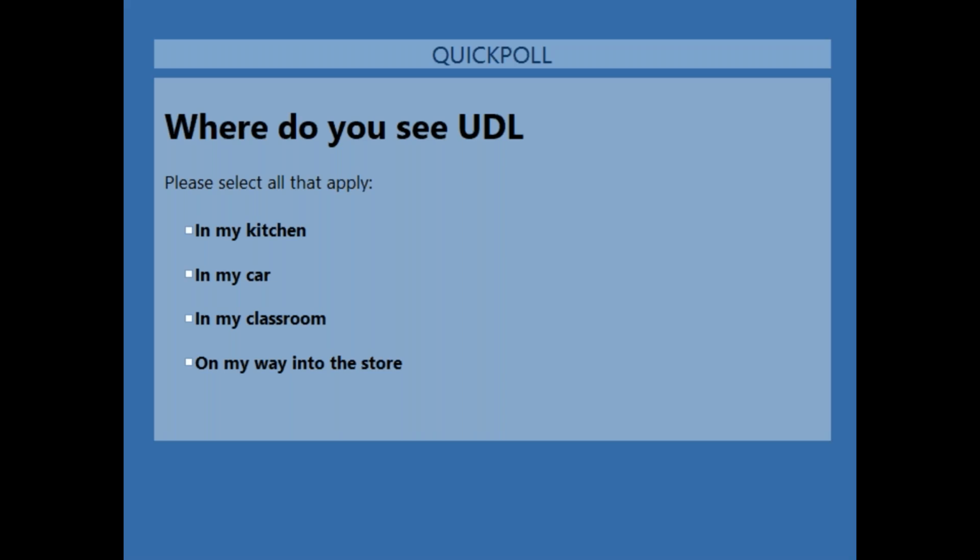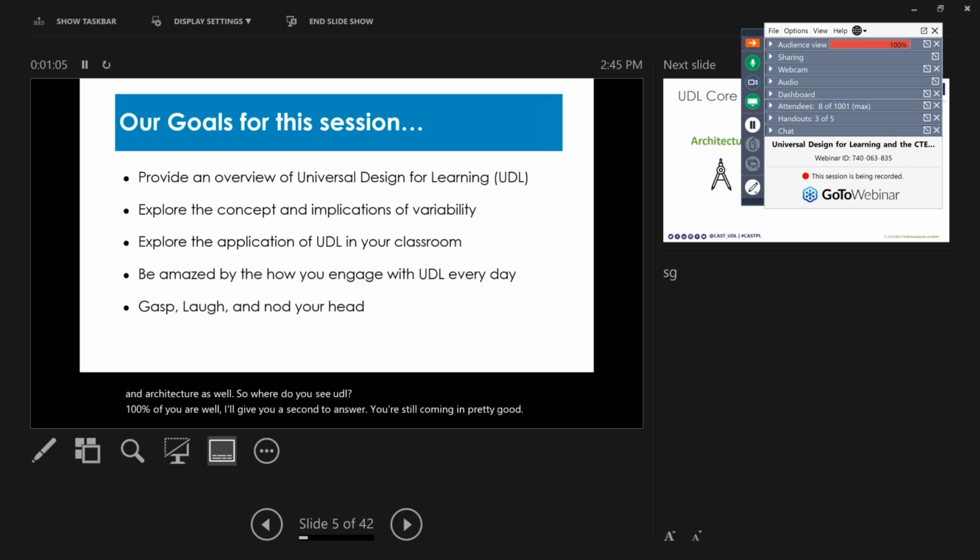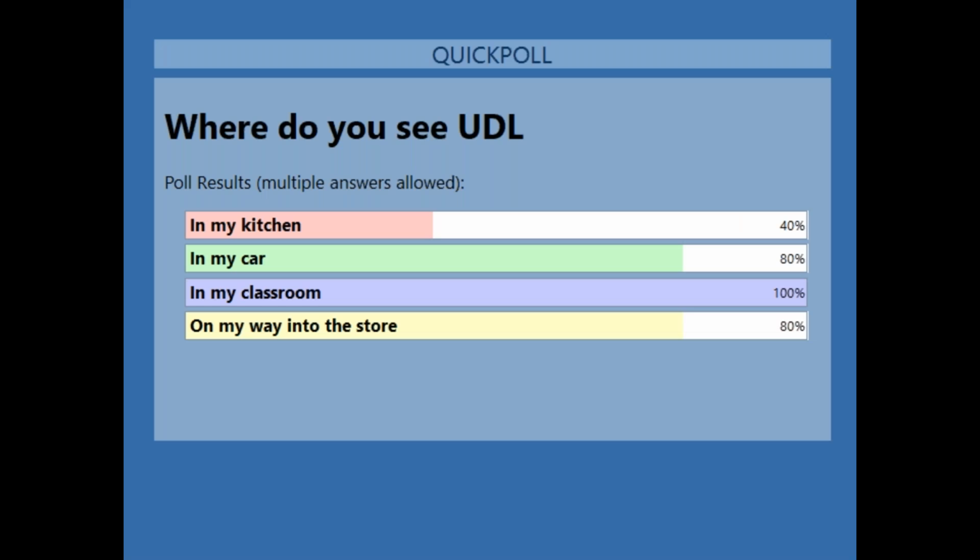100% of you are, well, I'll give you a second to answer. You're still coming in pretty good. So let's close there and share the responses. And so 40% of you see it in your kitchen, 80% of you see it in your car, 100% of you see it in your classroom, and then 80% of you see it on your way to the store.